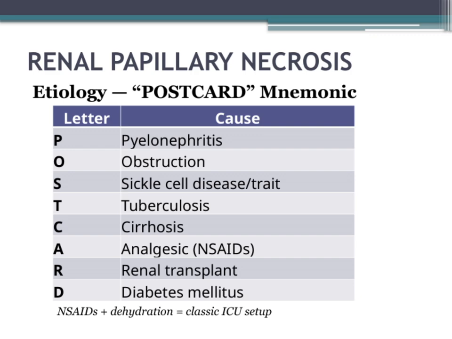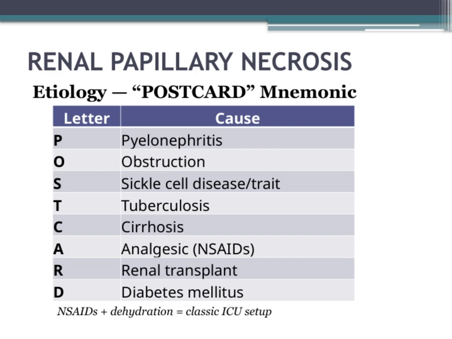P stands for pyelonephritis, which is a kidney infection. O is for obstruction, such as stones or tumors blocking the urinary tract. S represents sickle cell disease or trait, which can lead to vaso-occlusion and kidney damage. T is for tuberculosis, which can involve the kidneys directly. C is cirrhosis, often associated with changes in blood flow and kidney function.